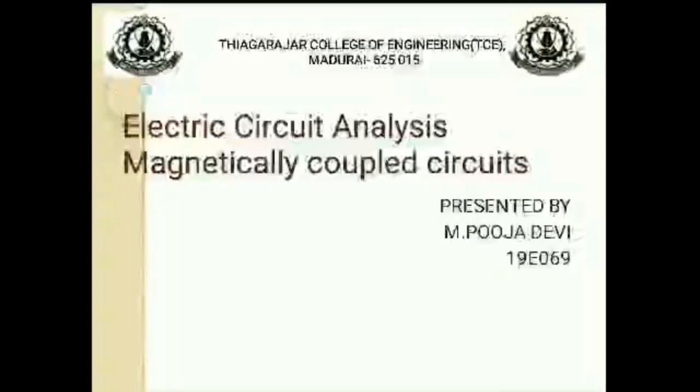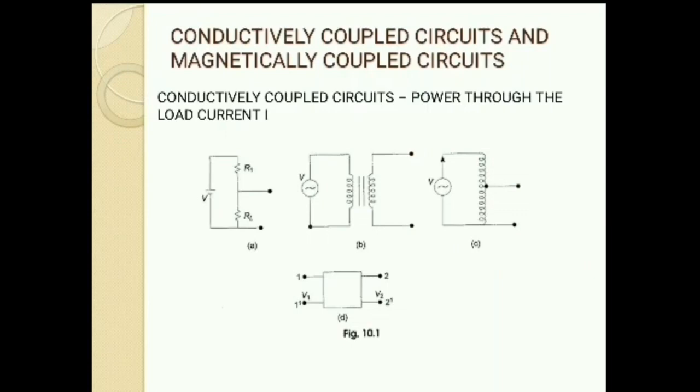Hi guys, in this presentation I will be covering magnetically coupled circuits. Till now, what we have studied are electrically coupled circuits, which means suppose I have to transfer power to any kind of load, then one way of transferring power is by connecting the voltage source or any kind of active source by means of current. These kinds of circuits are known as conductively coupled circuits because power is transferred to the load by the flow of current. This circuit is an example of a conductively coupled circuit because the power is transferred to the load by means of current.